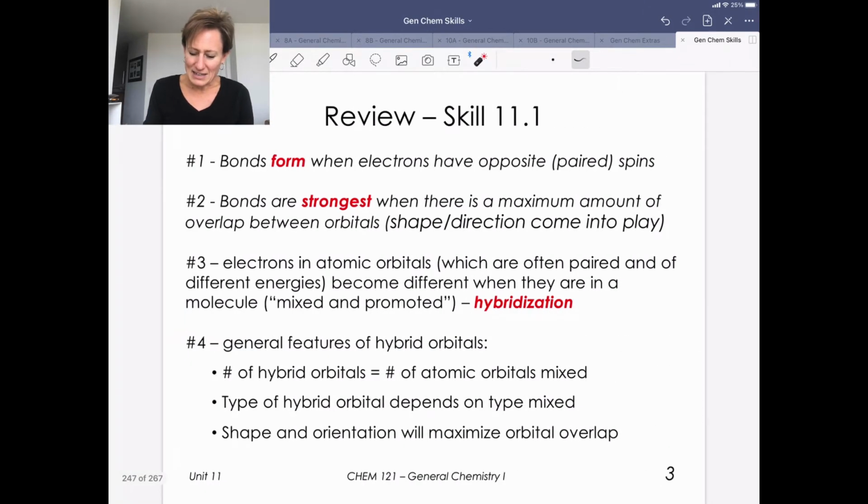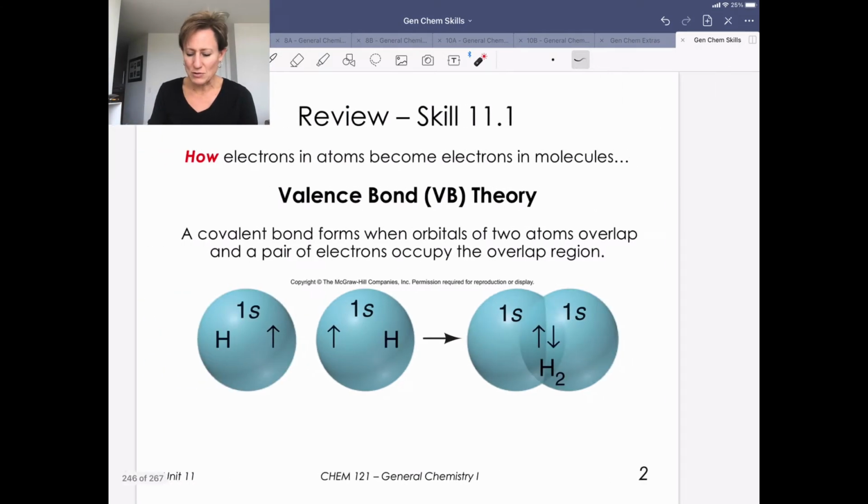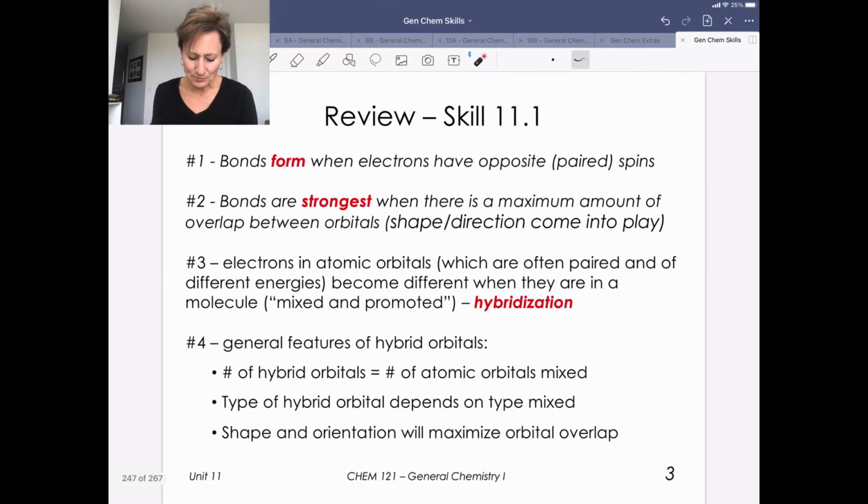And again, we can see that here. Here's some of our rules, just revisiting. We have to have those electrons having opposite spin. We are going to have the strongest bond when we maximize the overlap between these atoms. So again, having the maximum overlap. Two spheres, it's pretty easy to do. We're going to talk about some of those hybrid orbitals in just a second here.